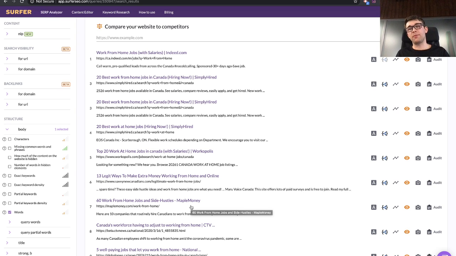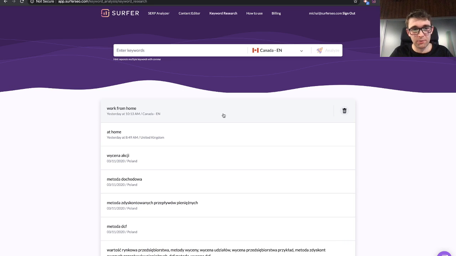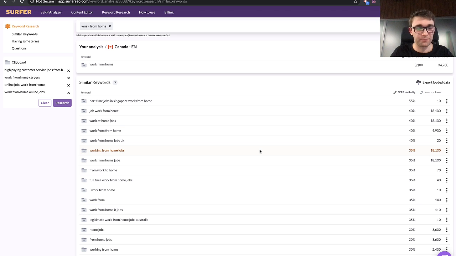And instead of considering optimization as optimizing just for one high search volume keyword that is occupied by the high authority pages, build a set of subtopics that you can easily tackle because they are less competitive. To do so, I move to the keyword research tool and start with "work from home Canada."